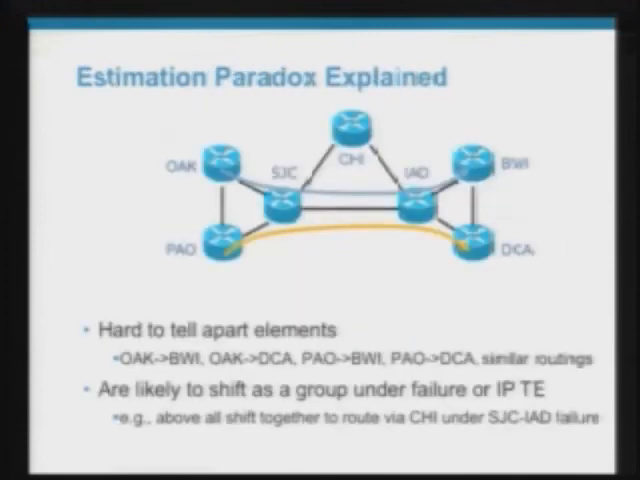This paradox is explained by the fact that even though you can't tell the demands apart, Oakland to Baltimore versus Palo Alto to Dulles, when there's a failure of the San Jose to Dulles link, both of those demands reroute together through Chicago. And that's the crucial insight. You can actually do pretty good failure planning based on link stat measurements.